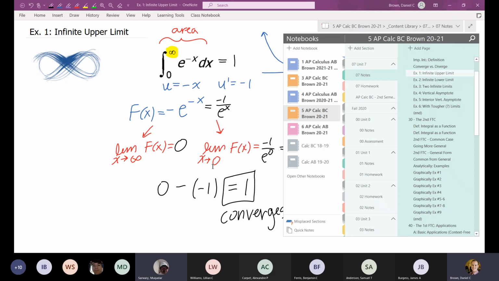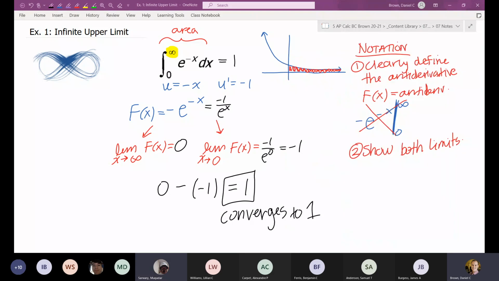One more thing to add. If there was like a 5e^(-x), would that change the whole thing? If that was a 5e to the -x, your antiderivative would be -5e^x. So it would have a different area, but it would still converge because that limit would still be 0. Okay, so you would do it similarly. You do it the same way.